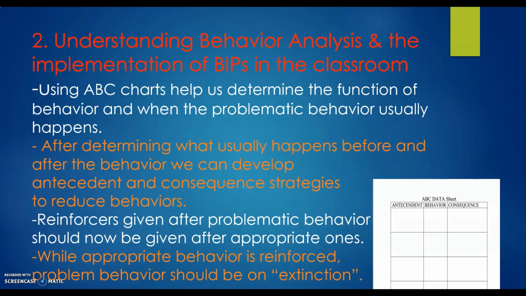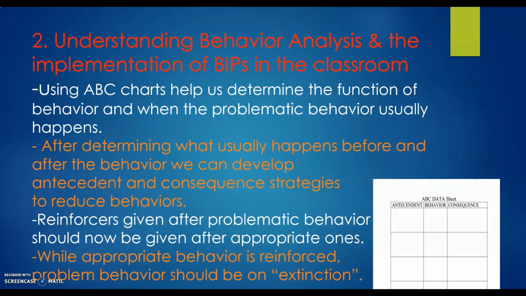So, using ABC charts, this is just a sample of how a form might look. It's usually more complicated than this. It should have a list of choices. However, you can also use a blank form, because if you want to just write exactly what's happening word by word, and you want to be very thorough and precise, you can use a blank form like this one.